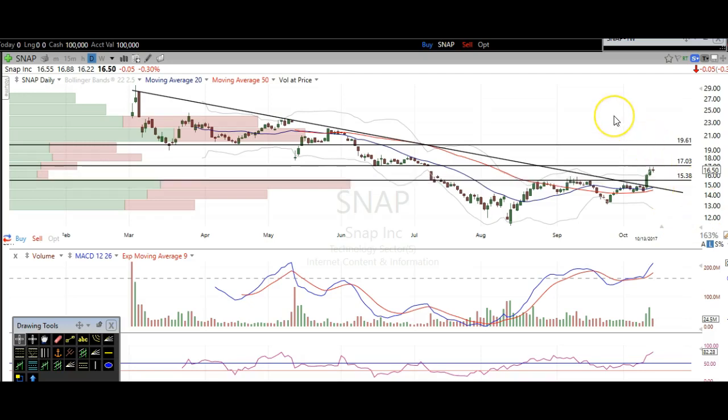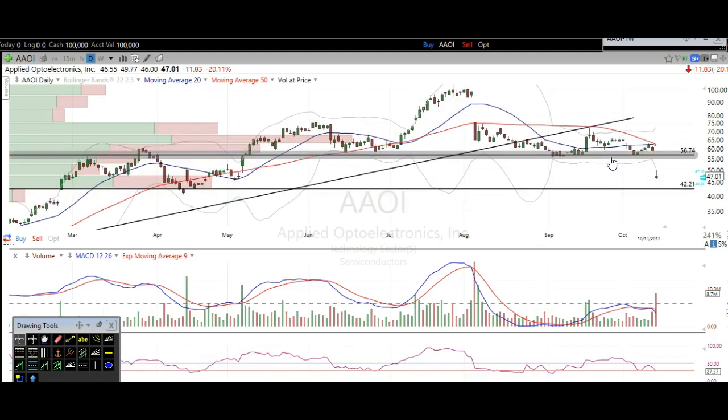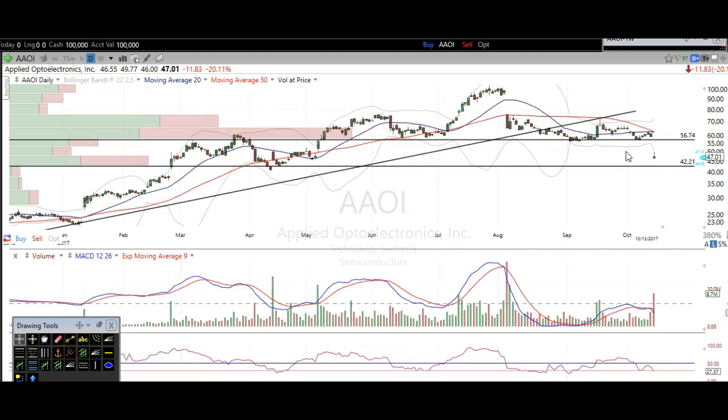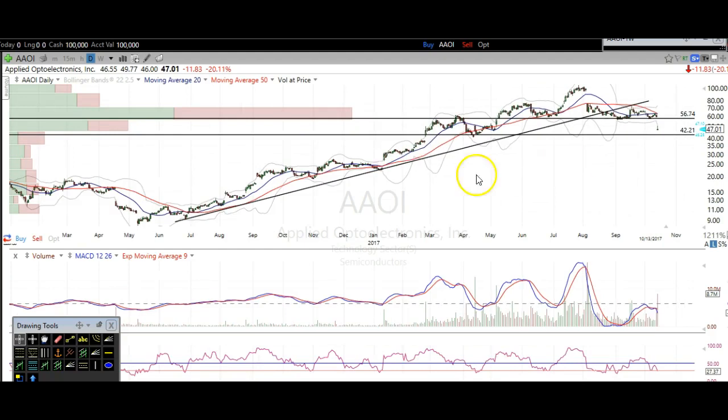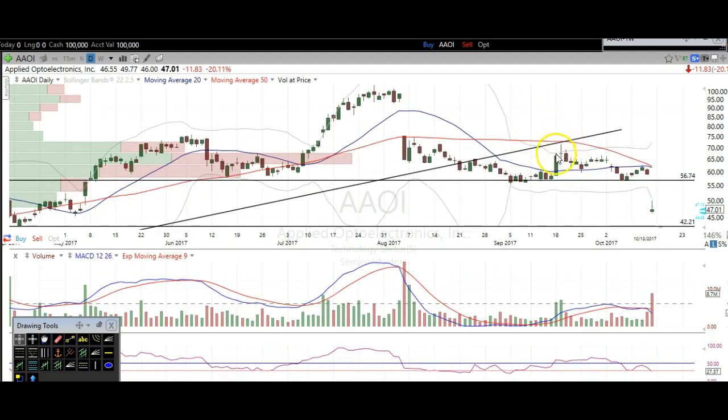Next one we're going to take a look at is AAOI. This is one that we warned you about before earnings. We mentioned that it did not look good and that it was likely going to head lower. So just to review why we thought this: A, we have this trend line break. It started right here, got a bounce here, and then we broke it right here, retested it, got rejected right here.